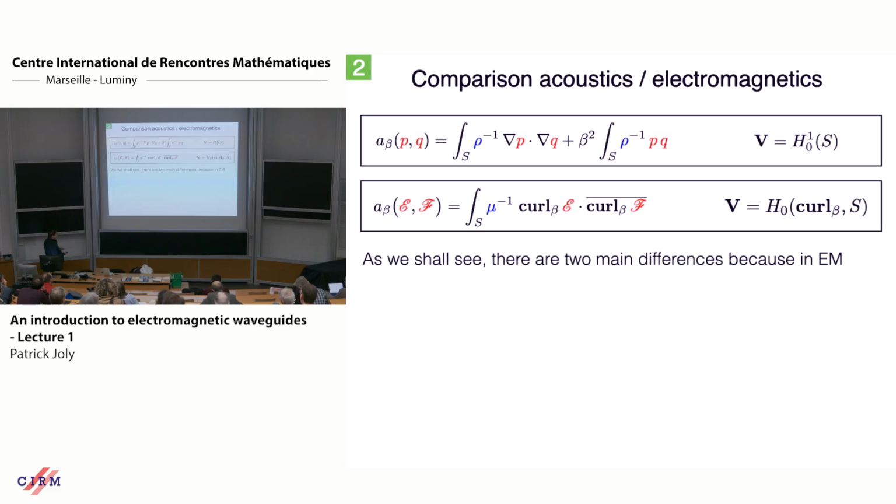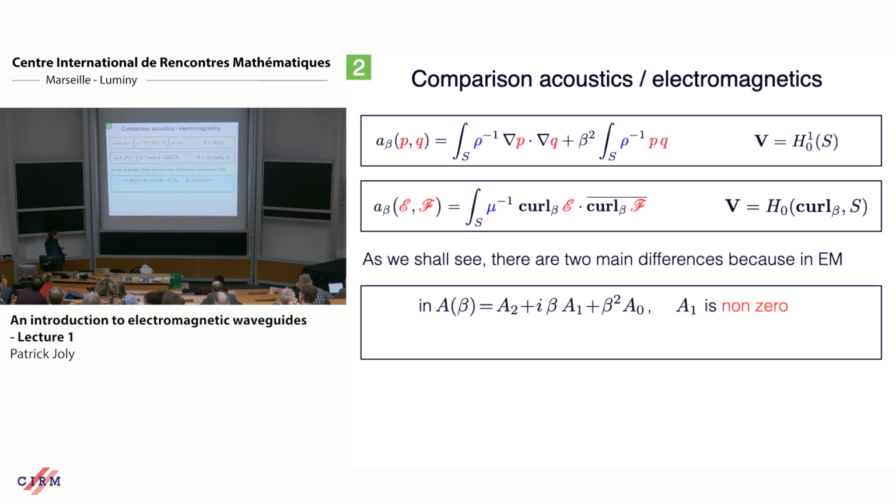If you compare acoustics with electromagnetics, so these are the bilinear forms, there are some differences. In particular, the fact that in the abstract expansion I gave at the beginning, in electromagnetics, the A1 is non-zero. I will make this precise. And because of that, and Sophie will come back on this, the quadratic form associated to the operator is non-monotonous with respect to beta.